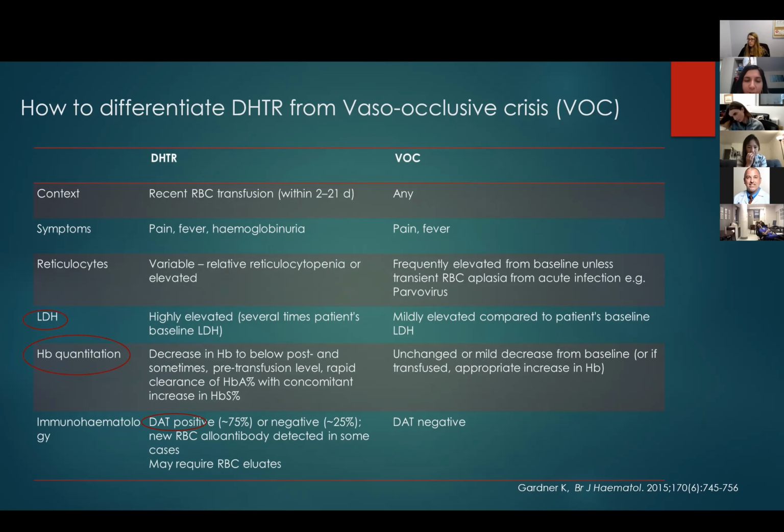Usually what's helpful in differentiating is an LDH, because the LDH would be really, really high in hemolytic transfusion reaction as compared to just a vasoocclusive crisis, and also look at their hemoglobin. In a vasoocclusive crisis, it should not be that much different from their baseline, but in a transfusion reaction, it's sometimes lower, even to their pre-transfusion level. And something that you should send for is DAT, which is a direct Coombs test, but it can be negative in 25% of cases, so that doesn't rule it out.